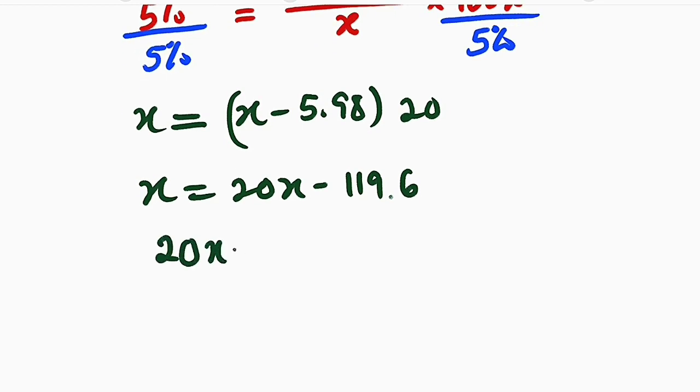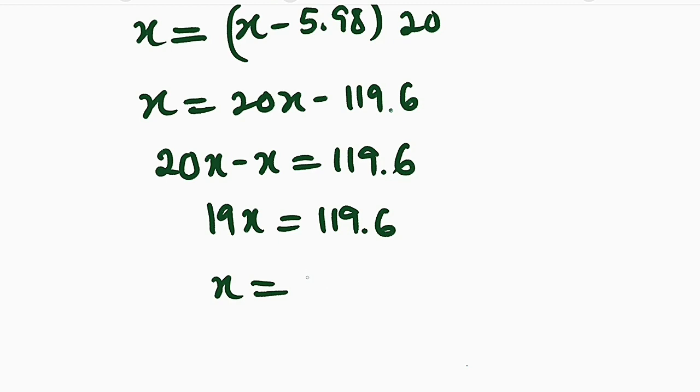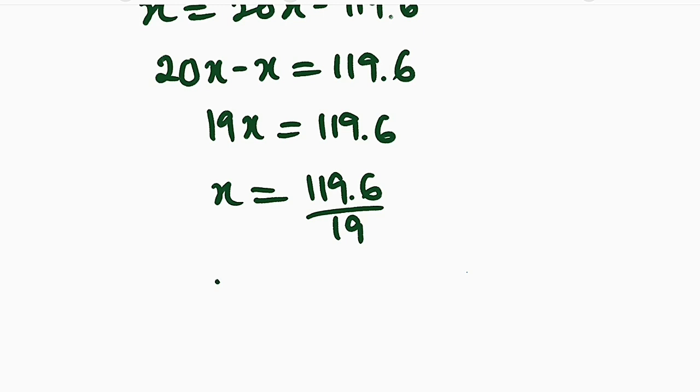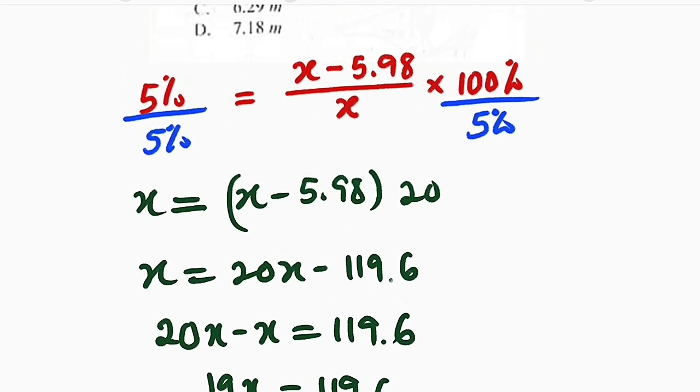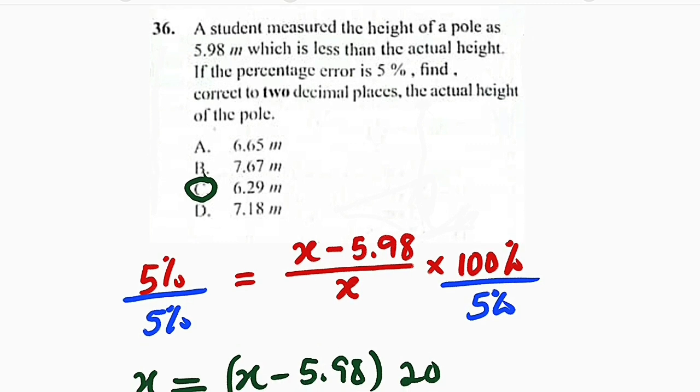20x minus X is equal to 119.6. So this is 19x equal to 119.6. Divide both sides by 19. 119.6 divided by 19. And X equal to 2 decimal places, we have 6.29. Is it meters? Yeah, 6.29, which we have as option C. All right, now let us move on to question number 37.